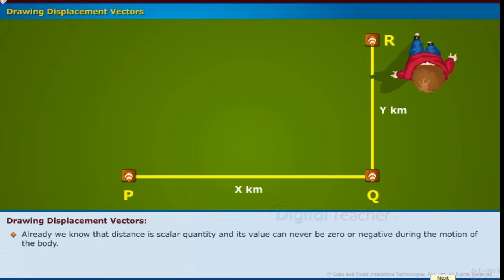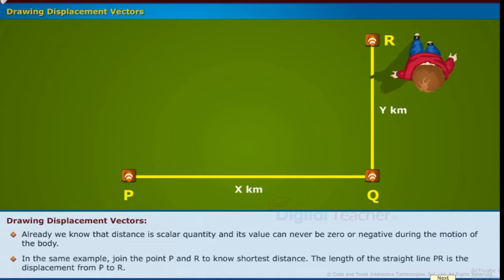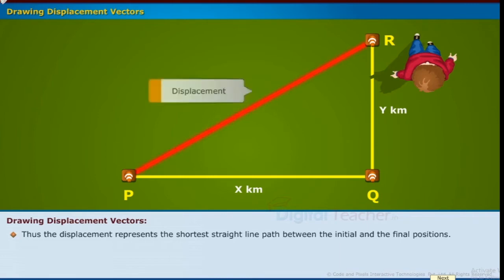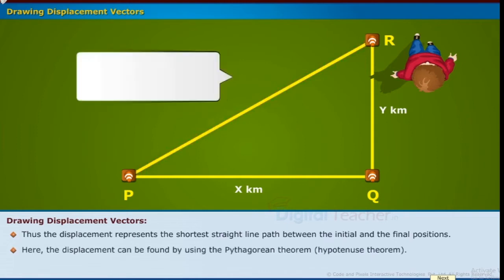Already we know that distance is a scalar quantity and its value can never be zero or negative during the motion of the body. In the same example, join the points P and R to know the shortest distance. The length of the straight line PR is the displacement from P to R. Thus, the displacement represents the shortest straight line path between the initial and the final positions. Here, the displacement can be found by using the Pythagorean theorem or hypotenuse theorem.